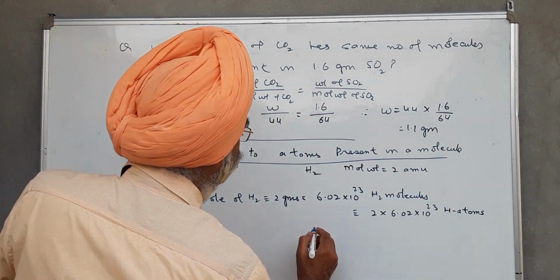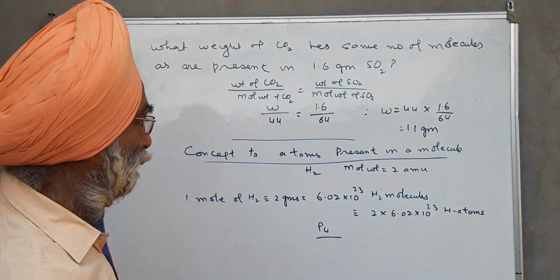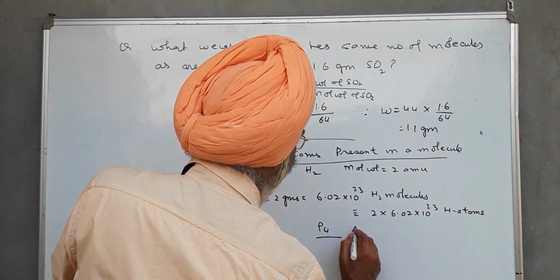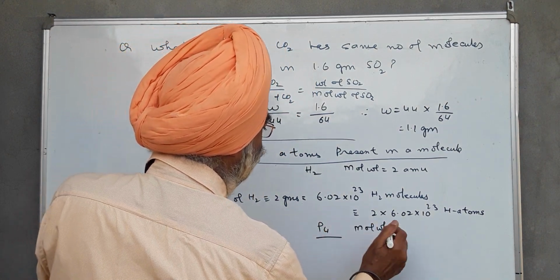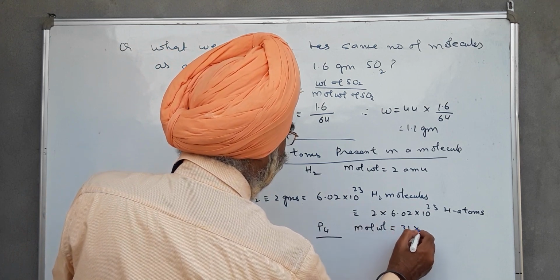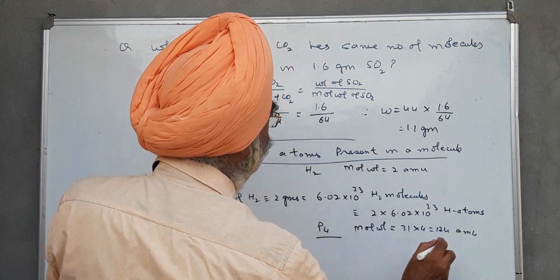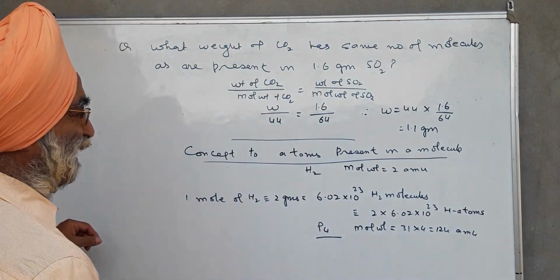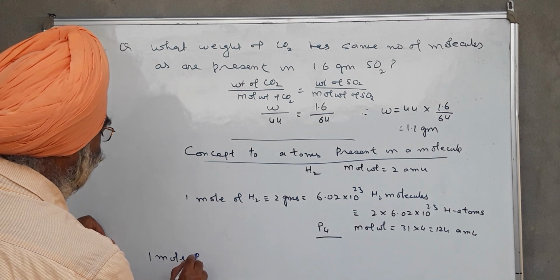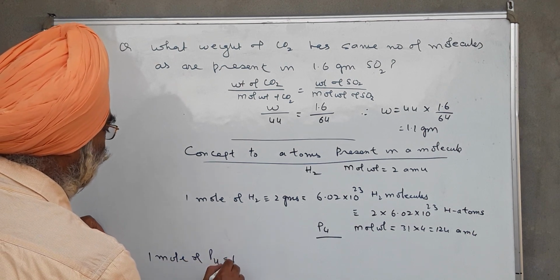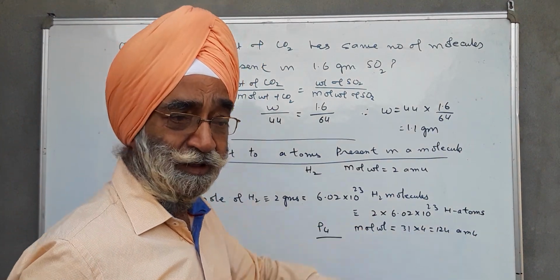We have P4, a phosphorus molecule. Its molecular weight is atomic weight of phosphorus 31 into 4, 124 AMU. We shall write 1 mole of P4, 124 grams.